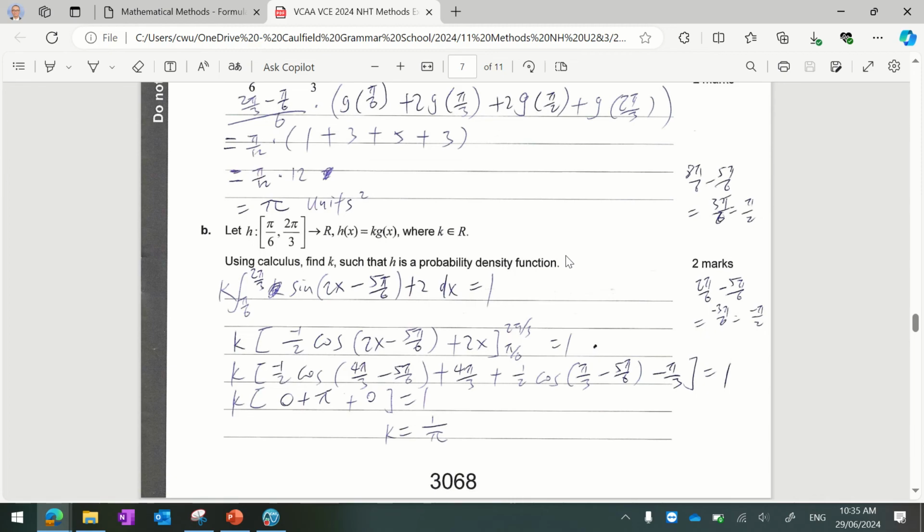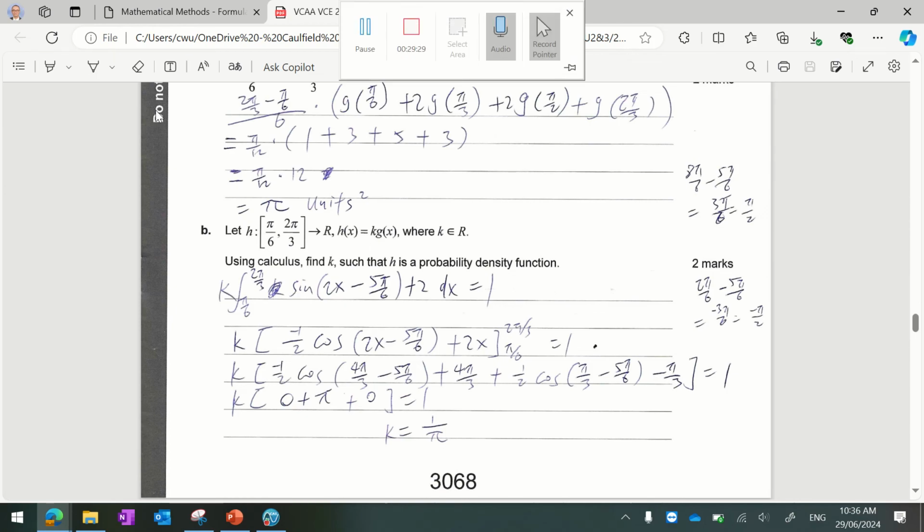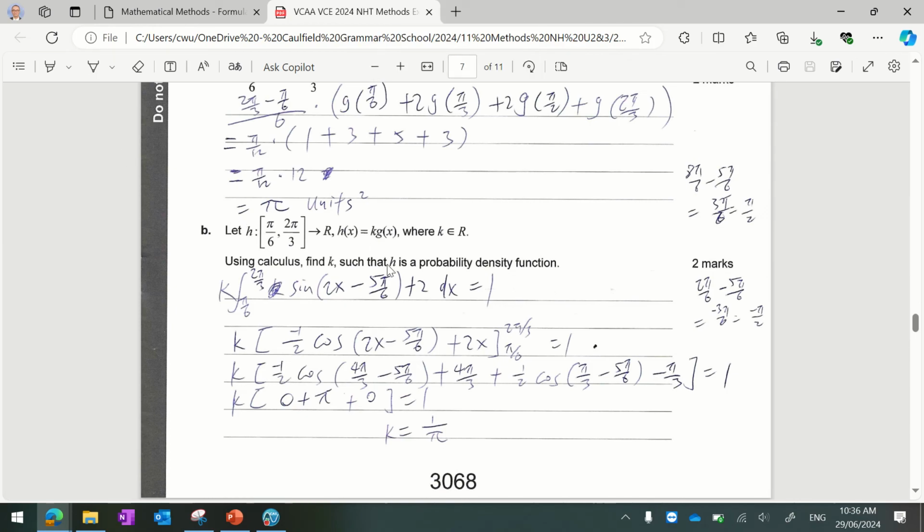And then we're transforming, we're doing a dilation on the graph of G, and there is a domain here. And it says using calculus, find k such that k is a probability density function. All we are really doing is we take the function k times g, but I'm putting k outside just to make it easier. You're allowed to do this when you are integrating. When you're integrating a constant times a function, you can put the constant outside the integral sign and just integrate the function.